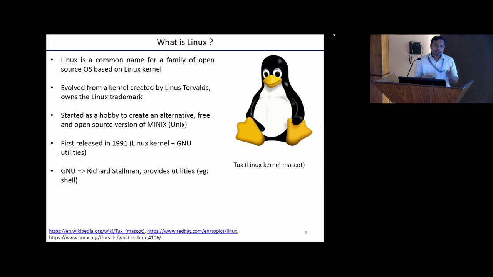And the Linux kernel by itself is not much useful. You need something called utilities also. Utilities are the ones which you interact with actually, right? So they released the first operating system, or the basic operating system, in 1991. And GNU is actually provided by another group or a guy who owns that group, Richard Stallman. And it provides a lot of programs. One of the most important programs it provides is Shell.